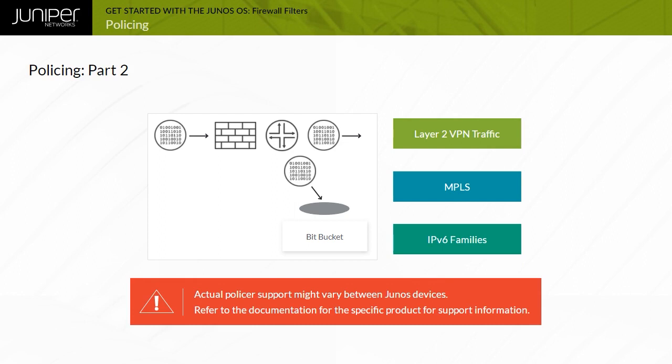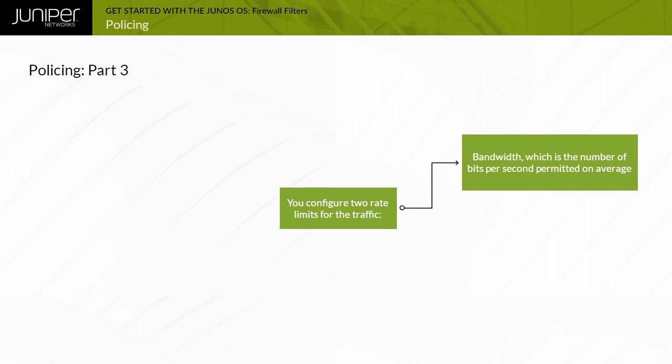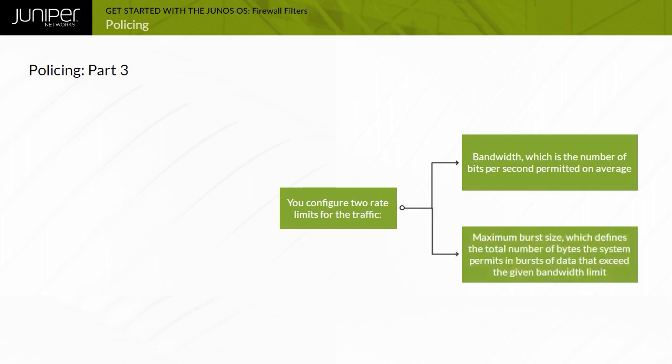Policing employs the token bucket algorithm, which enforces a limit on average bandwidth while enabling bursts up to a specified maximum value. You can configure two rate limits for the traffic: bandwidth, which is the number of bits per second permitted on average, and maximum burst size, which defines the total number of bytes the system permits in bursts of data that exceed the bandwidth limit.